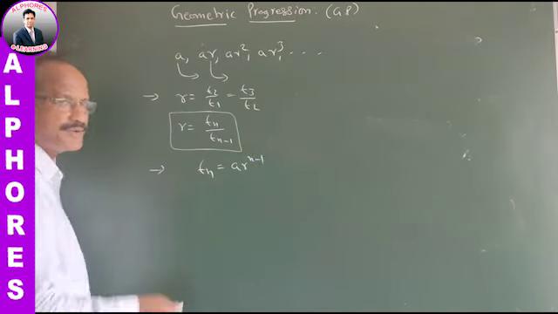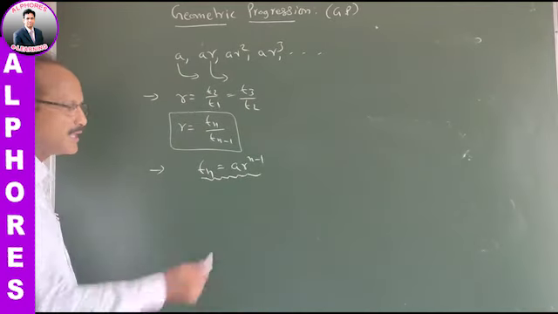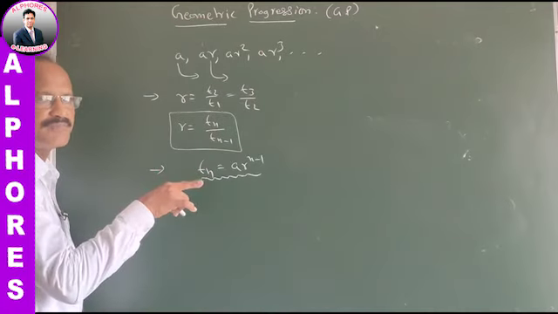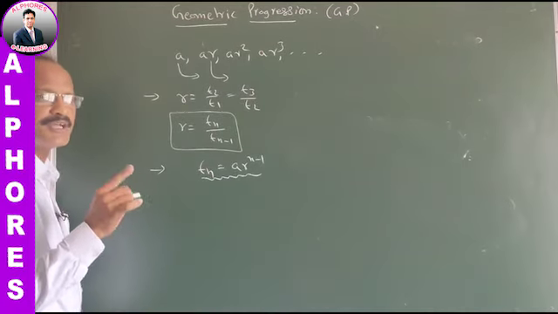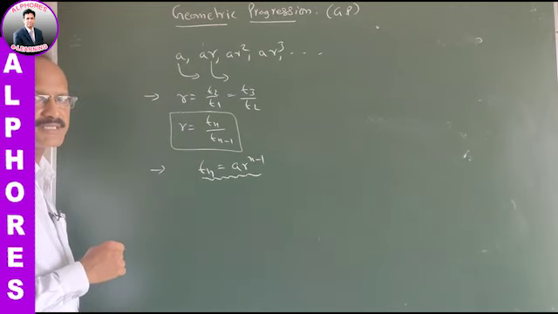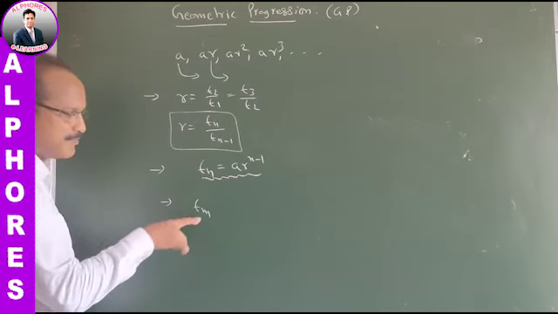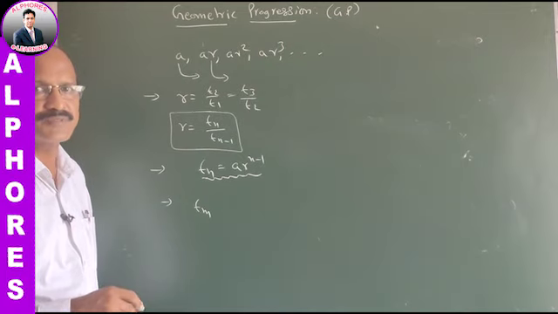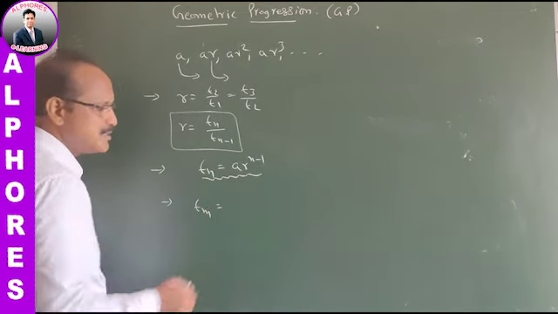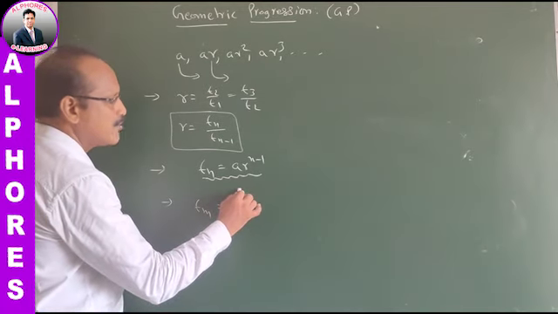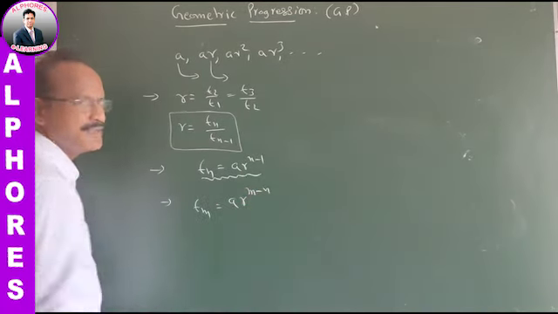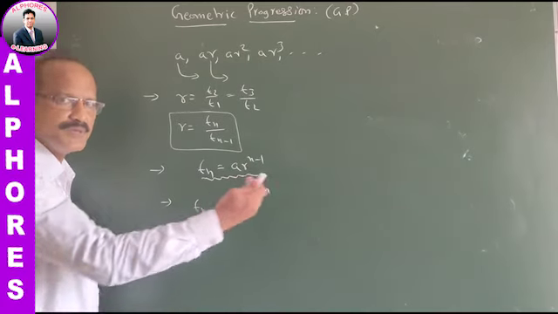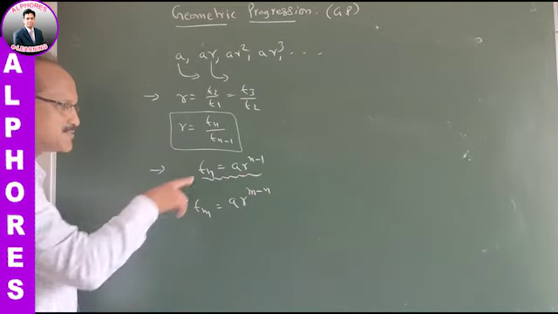AR power n minus 1, where A is the first term, R is the common ratio, n is the number of terms, the nth term of a GP from the beginning of the series. You can also calculate the nth term of a GP from the ending of the series, that is Tm, where m is the number of terms. If the sequence contains m terms, then the mth term of a GP from the ending is given by AR power m minus n. It is from the beginning.